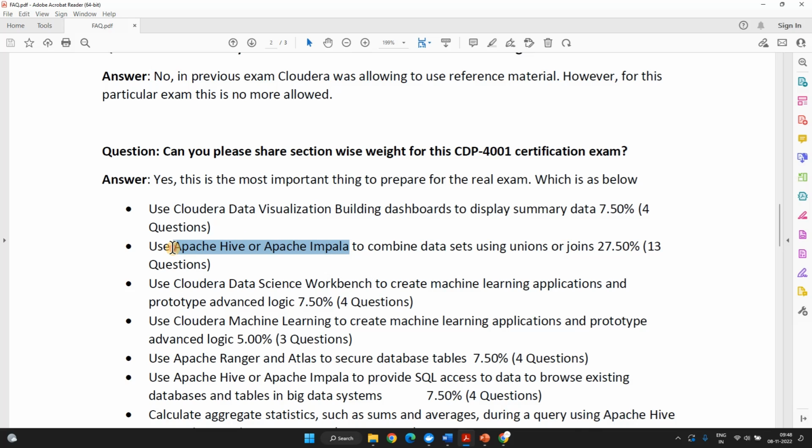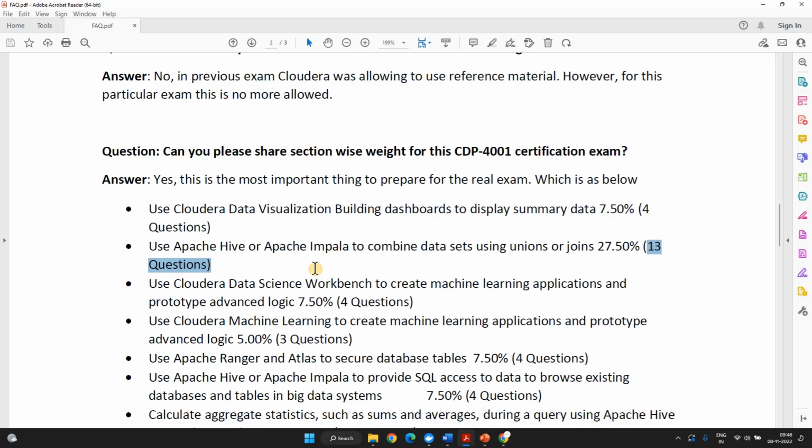Without this, you can't pass this exam. You must have good experience with Apache Impala and Apache Hive, and both are almost the same. There are a few differences which you will learn as part of our training. We will provide it in the future; it is in progress, and as soon as we are done, it will be available to you. Next: combine datasets using unions and joins. They clearly say you should be able to write unions or joins for running queries. The weightage you can see here is 27.5%, meaning out of 50 questions, 13 questions would be asked for this section, correct? So to pass this exam you need to target at least 35 to 40 questions correct.